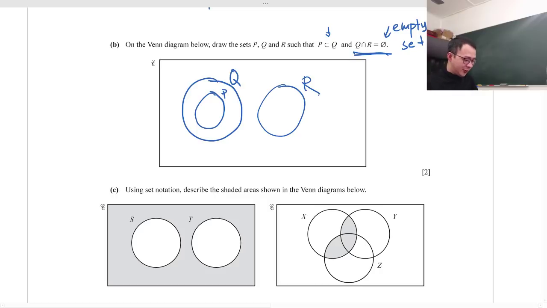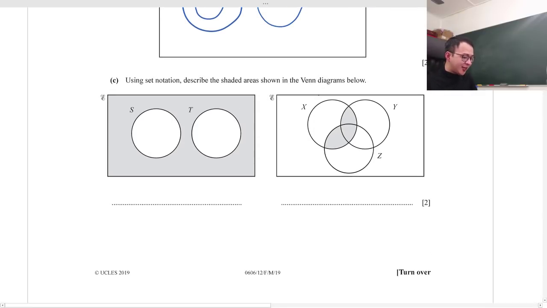Alright, then using set notation, describe the shaded area in the Venn diagram below. This one is very obvious. You can see the shaded area is outside of S and T, isn't it? So what I will do is S union T, which is everything in S and T. I will add a complement to it, meaning everything outside of S union T.